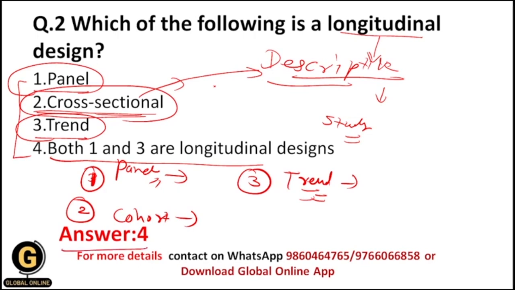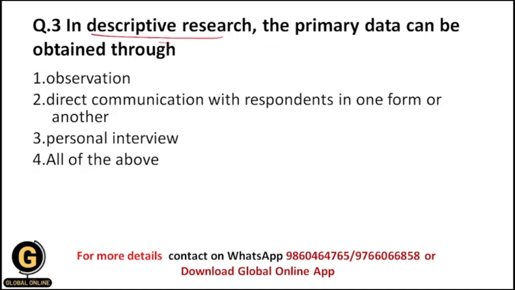Okay. Now next is, in descriptive research, the primary data can be obtained through. So in the descriptive research type, from which methods can we obtain the primary data? So basically students, primary data is the kind of data which is collected by the first user only. Okay. And this is the data which exists for the first time, and it is called the primary data. Okay. So we have the different options: observation, direct communication with respondents in one form or another, personal interview, all of the above.